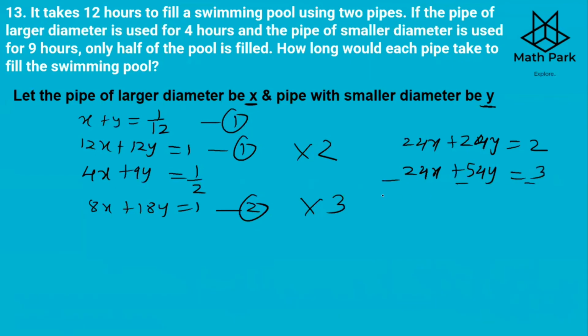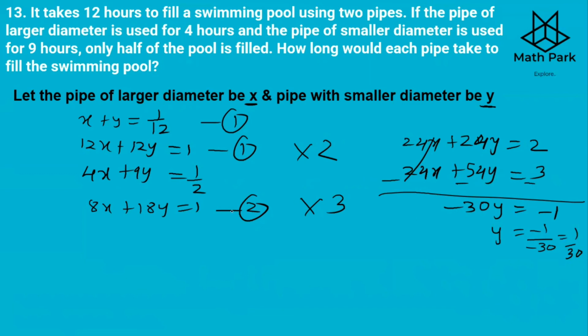Subtract these two equations. So we get x eliminated. 54 minus 24, 4 minus 4, 0, 5 minus 2 is 3. We get minus 30y is equal to minus 1. So we get y is equal to minus 1 upon minus 30, which is 1 upon 30. Okay. Remember, the time and work are inversely proportional. So we got y is equal to 1 upon 30.